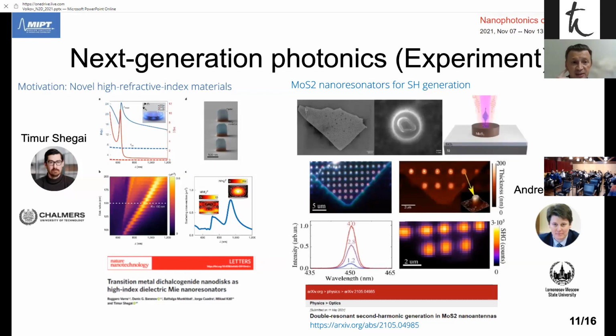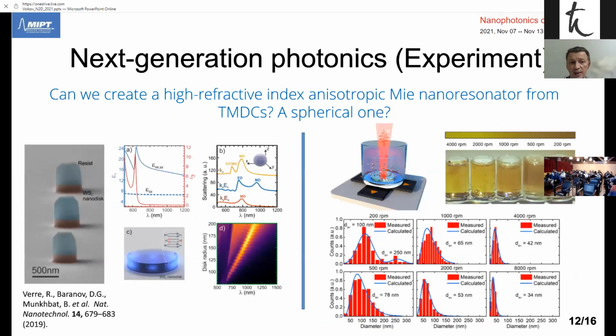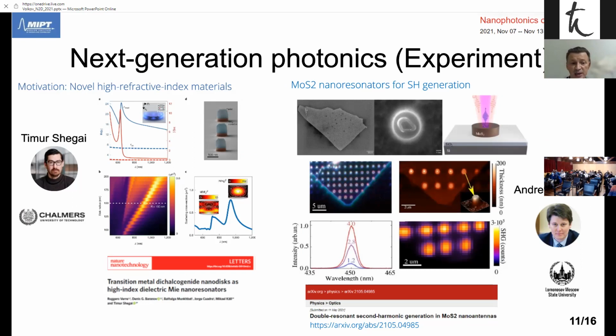So I already mentioned the possibility of using highly anisotropic TMDC materials for manipulation of guided modes. But one can also use the same approach for the creation of highly efficient anisotropic dielectric nanoresonators. So TMDC materials are not only good as a universal nanophotonic platform for guiding light, but also for localization of light. And here, of course, one should mention the pioneering paper of Timur Shegai, which has recently been published in Nature Nanotechnology.